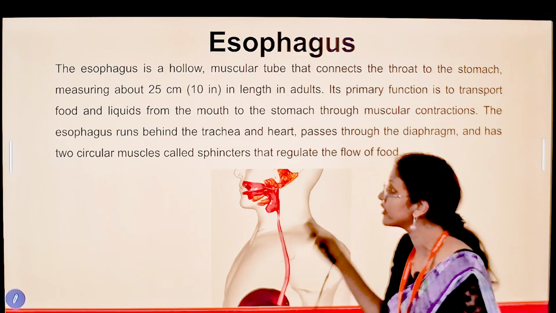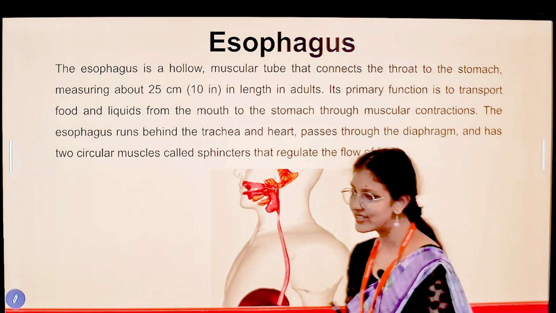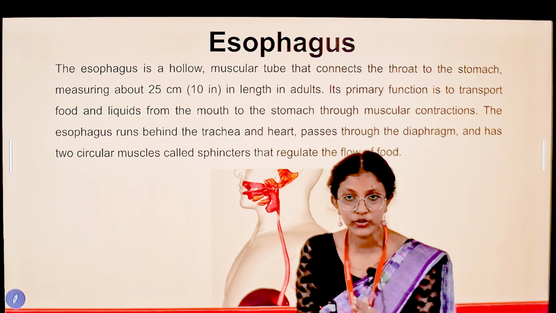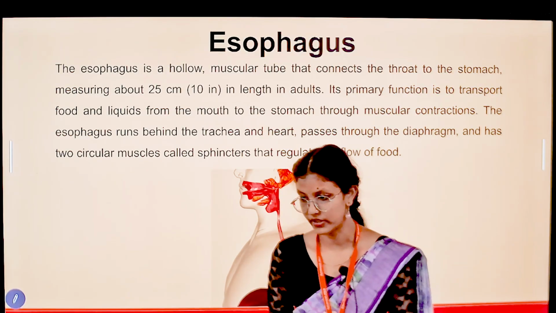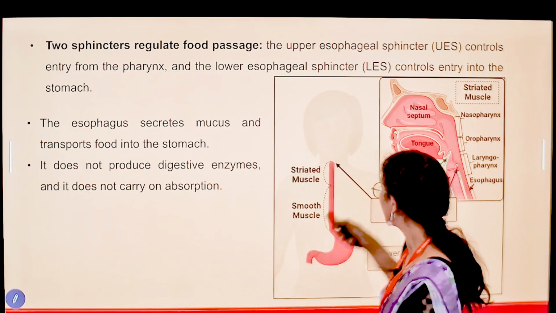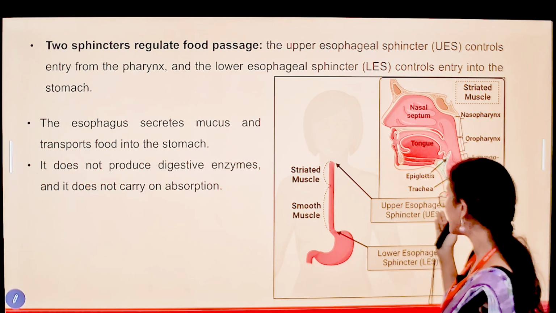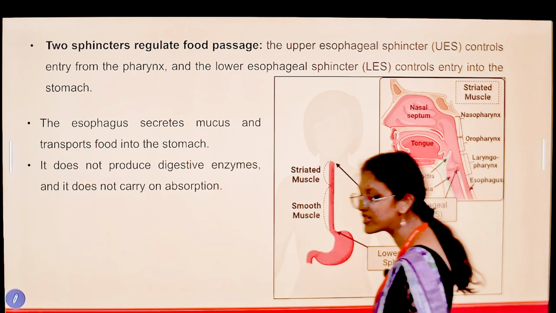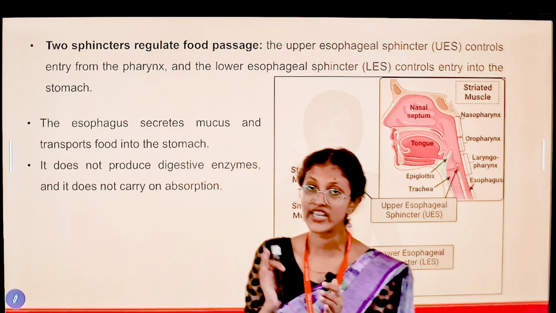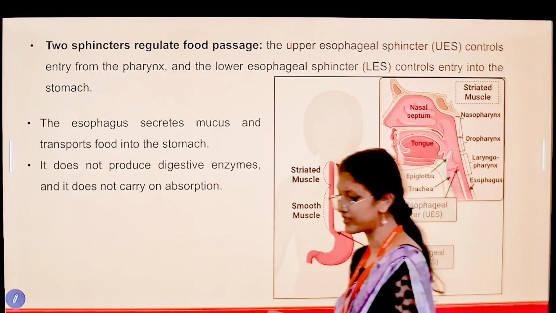Next, the esophagus. The esophagus is an elongated tube, a hollow muscular tube that is connected with your stomach, which allows the food, or the bolus, to enter into the stomach. And here you can see two sphincters: the upper esophageal sphincter, which allows the food to enter into the esophagus, and the lower esophageal sphincter, which allows it to enter into the stomach.